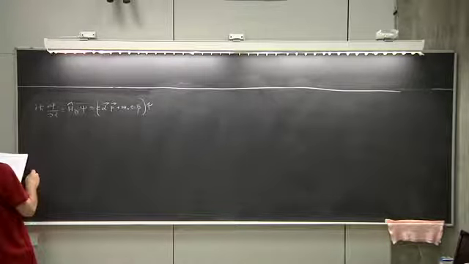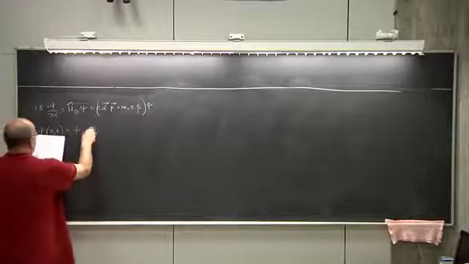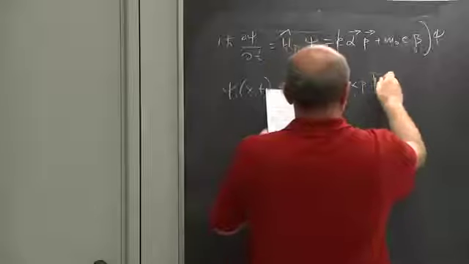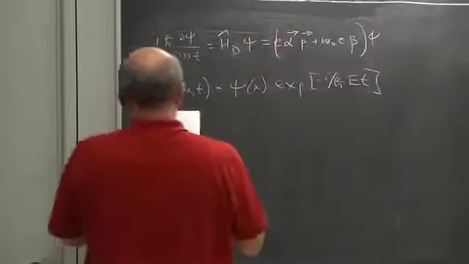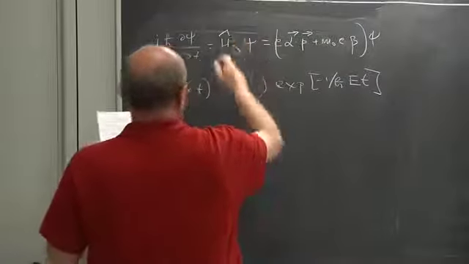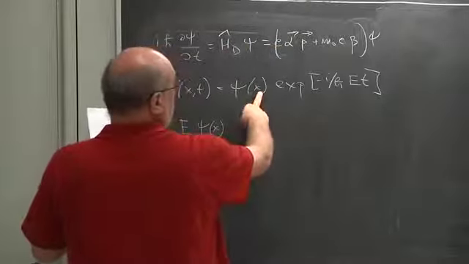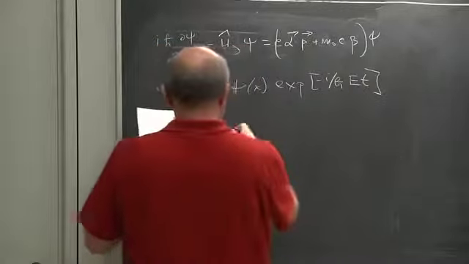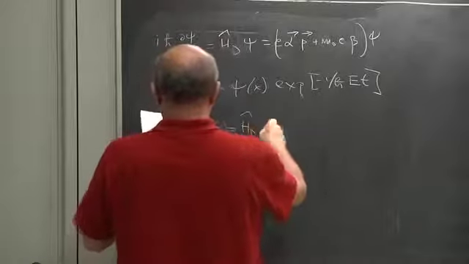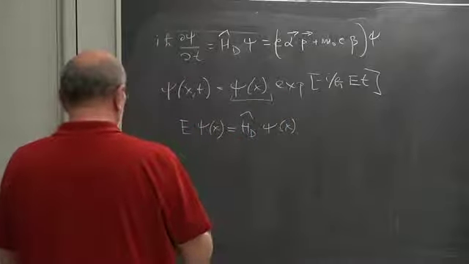Okay, so we were looking for a general solution of this form. This is an ansatz: psi of x times exponential of minus iEt over h-bar. If you plug this into the equation, you get E psi of x. You see there is no dependence on t, that means we have factored out the dependence on t, equal to H_D psi of x. So now we have to find this form.